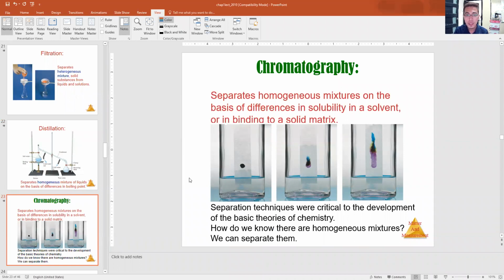Chromatography. Chromatography separates a homogeneous mixture on the basis of difference in solubility, in a solvent or in binding to a solid matrix. You can see in the picture the ink moving. That is the separation technique called chromatography. There are different ways and types of chromatography. The most basic is using paper, dipping it in solvent, and the mixture moves and blots along the paper. Then the mixture separates.